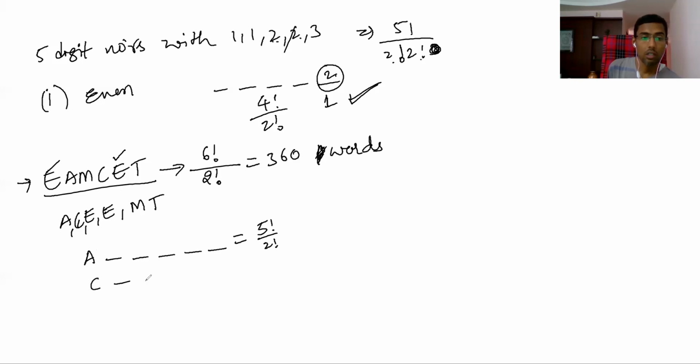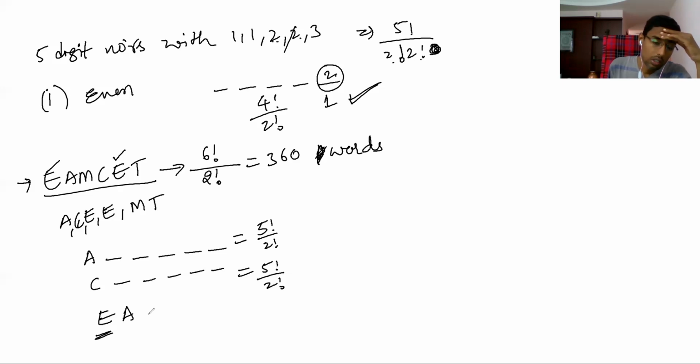Then with C, how many words start with C? 5 factorial by 2 factorial. Then next with E, how many? With E only 5 factorial. Understand? If I fix E here, 5 factorial words I get. But what I want is the rank of the word, which starts with E only. You stop here.